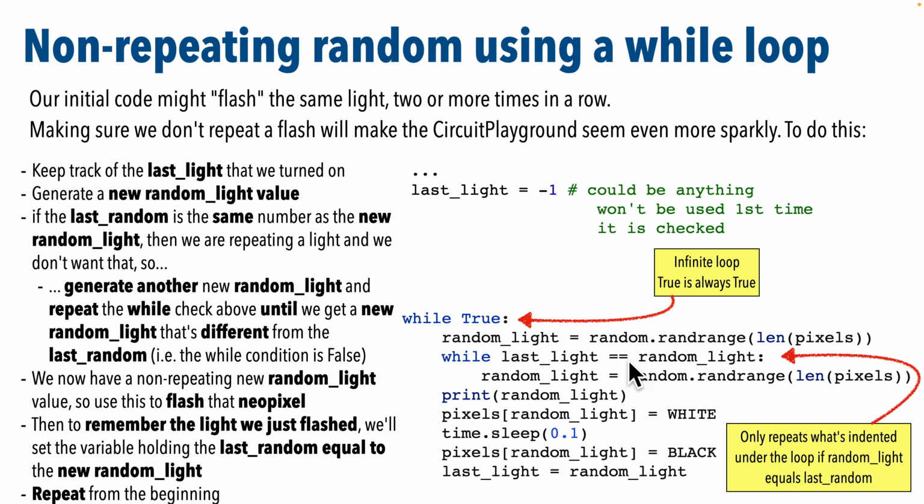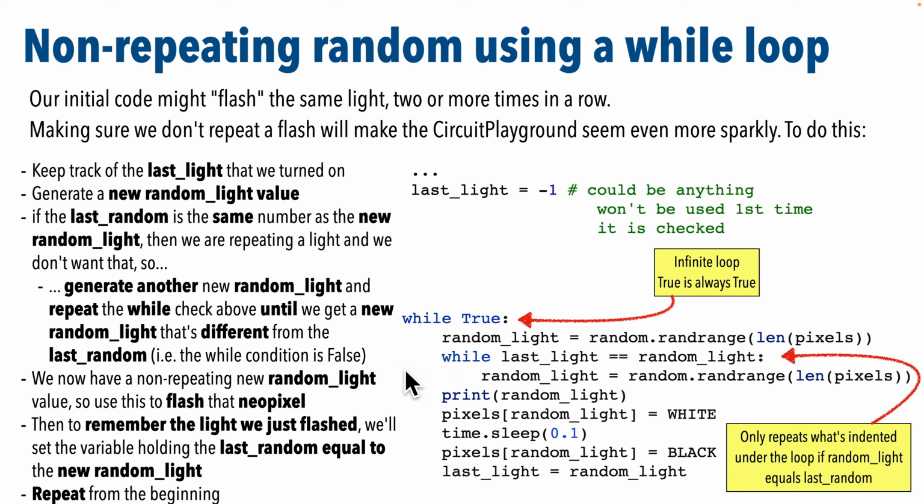And if it's true, these two values are the same, we don't want to light up random light. So what we're going to do is repeat this loop and generate another random light. And we're going to keep checking it over and over again until we get a false value here. And that occurs when last light does not equal random light. If that happens, we know we have a non-repeated value. It doesn't equal the last light.